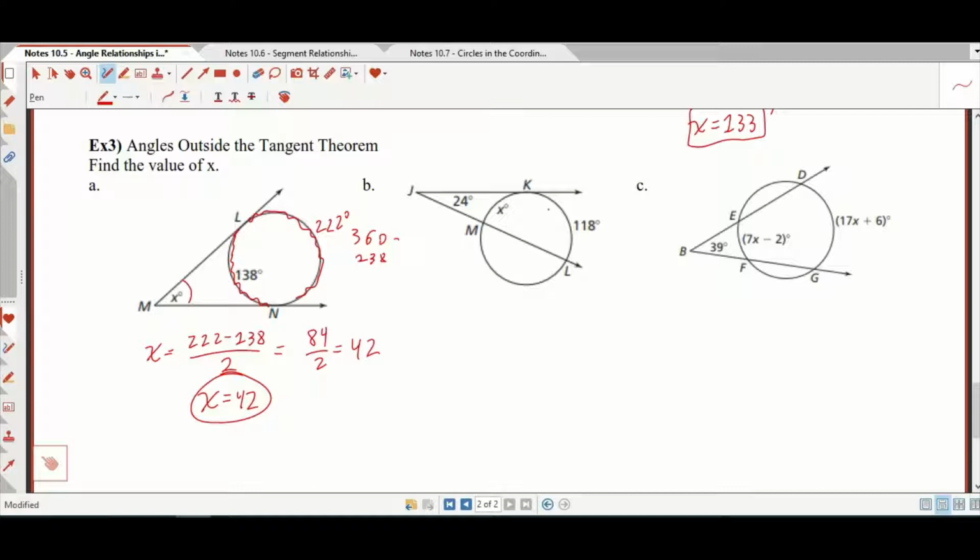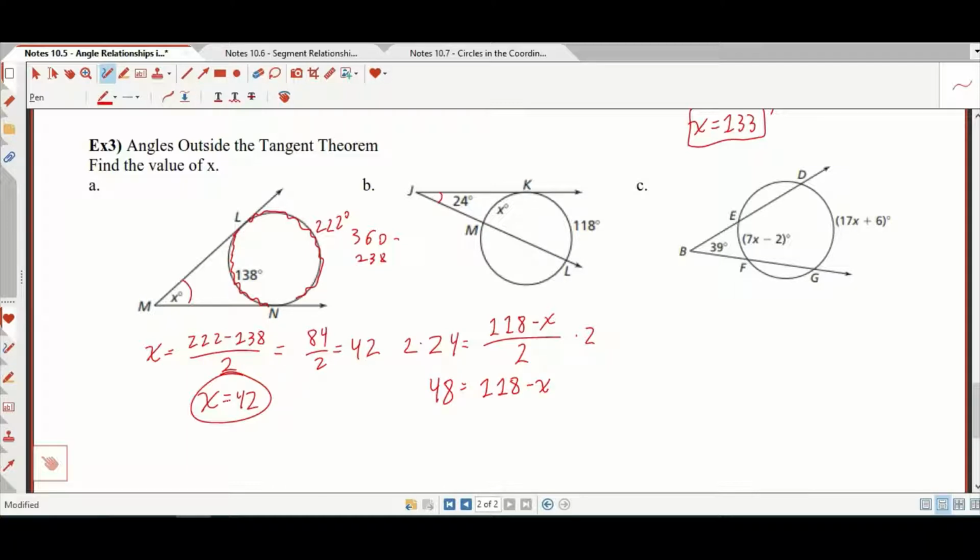The same story comes over here. It's not a different thing. Except now we know that's 24 degrees. I don't know what that arc x is, and I know that's 118. But what I do know is that this angle, 24, is equal to half the difference of the bigger arc minus the smaller arc. Multiply both sides by 2. And that's 48 equals 118 minus x.